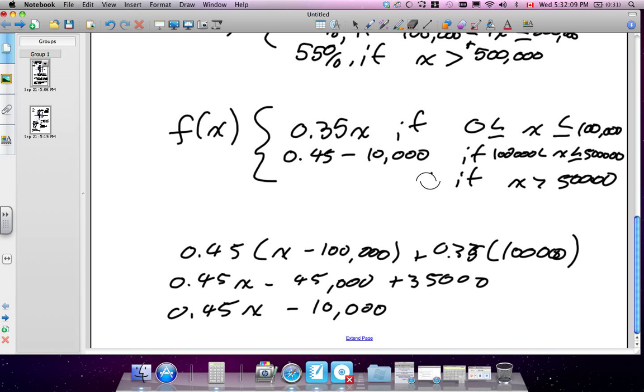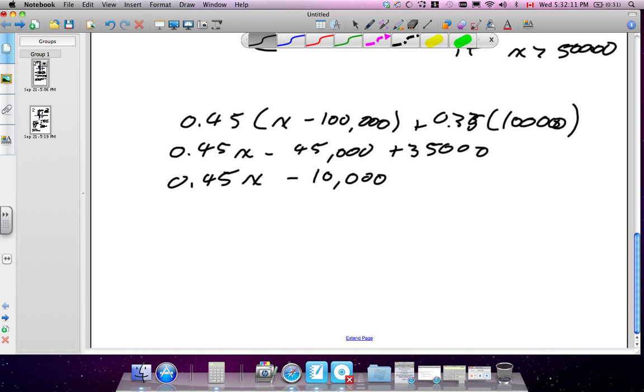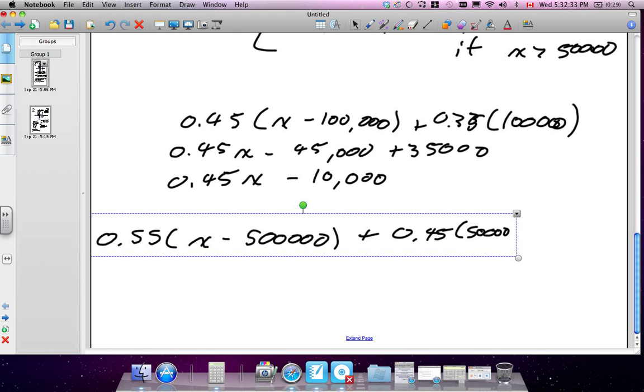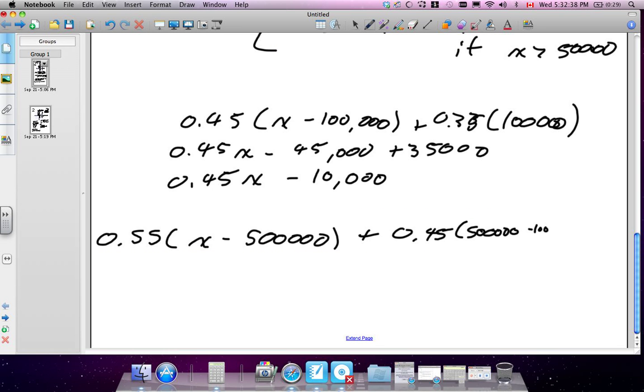Same idea, 0.55, 500,000. I want you to just look at what I've done, even though it's really squished. 0.55, depending on what you make, minus 500,000, plus the 45% tax bracket with 500,000 minus 100,000, because on that first 100,000 we're paying 35%, and then plus 0.35 times 100,000. Okay? So let's start to equate this.